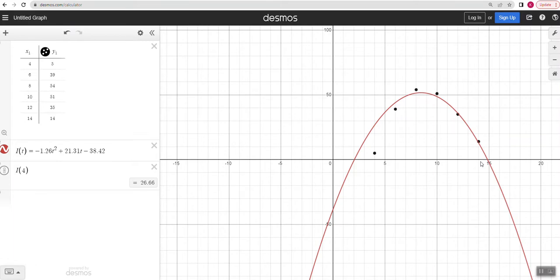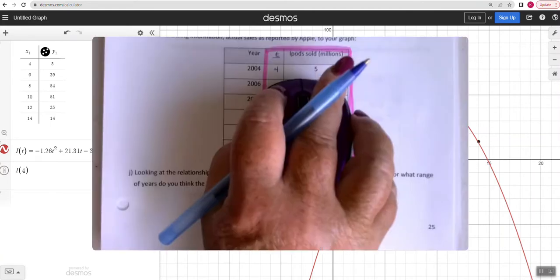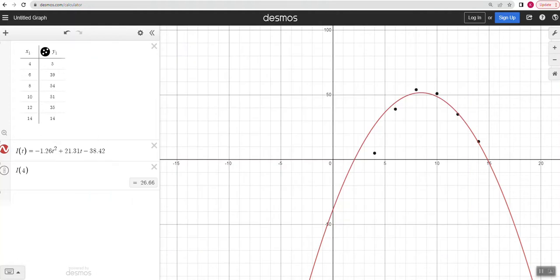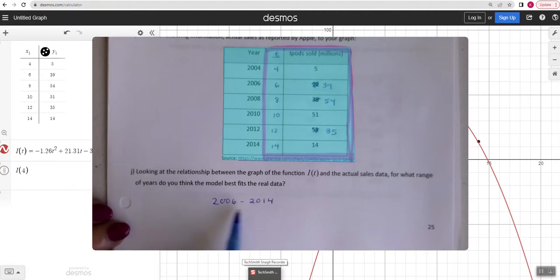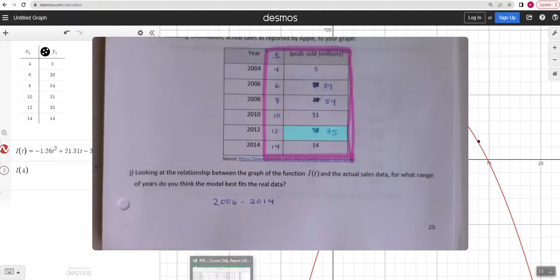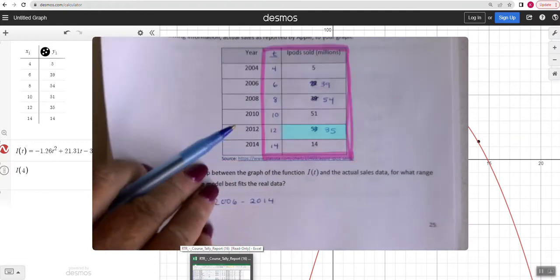This is a little bit subjective, right? If you said, I don't really think it was a very good fit until here in 2000, what would that be, 2008? I couldn't argue with you. So this is a little bit subjective, but I do think it was not a great prediction for 2004, so I didn't include that one. So I'm saying about 2006 to 2014, pretty good predictor. All right, we've got one more example here.